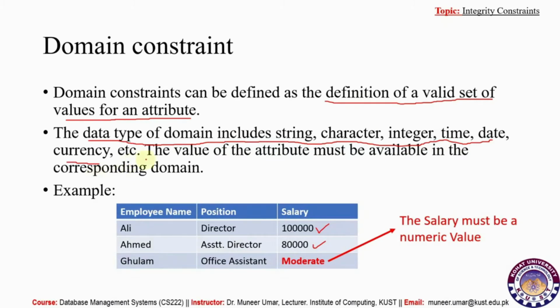Here we check two things. The first one is data type, whether it is string, character, integer, time, etc. And the second thing is the range of values. Like for salary, we consider integer, then we must also specify that the value must be greater than 0.